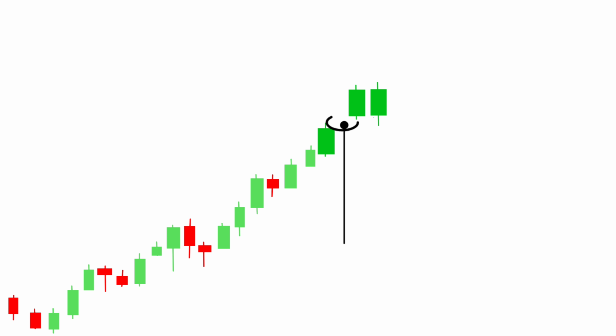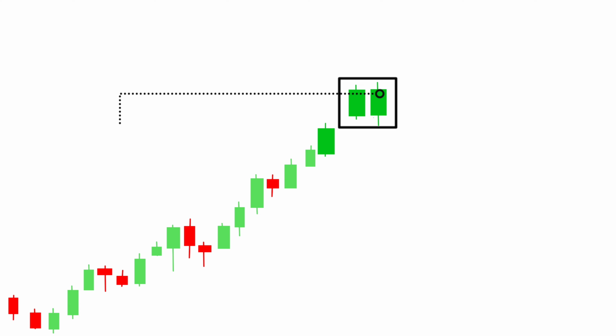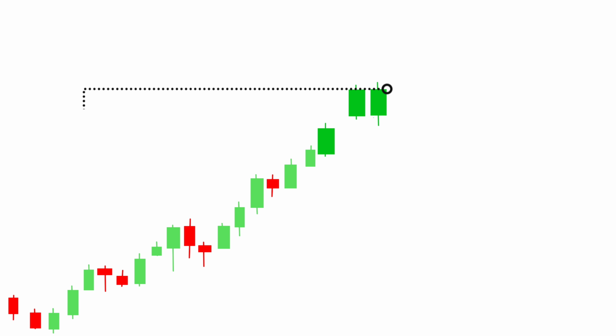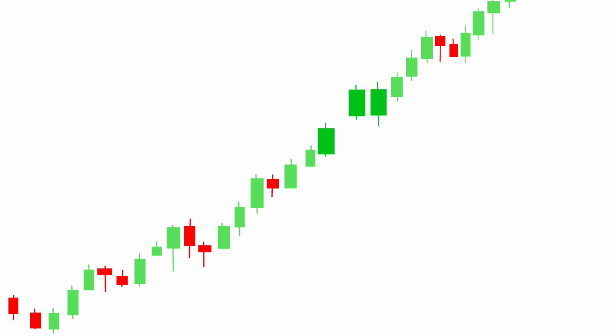It's important to note that there should be a gap up between the first and second candle. In terms of the second and third candles, their bodies should be of a similar size, indicating consistent buying pressure. Furthermore, both candles should open and close at the same price, emphasizing the balance between buyers and sellers.